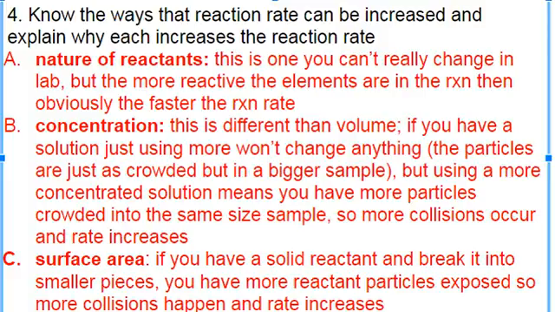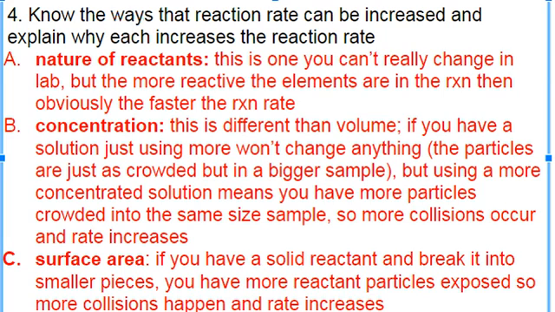Surface area is similar in that now you have a solid reactant that you break into smaller pieces, and when you do that, more reactant particles are exposed or available. So they're not being protected by the outer layer of particles. There's more reactive particles exposed and ready or available to be collided with.